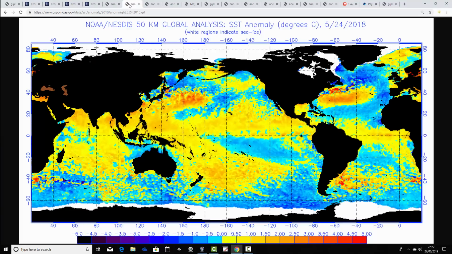Another example of May sea surface temperature anomalies pointing you towards a positive NAO is this one from May last year.